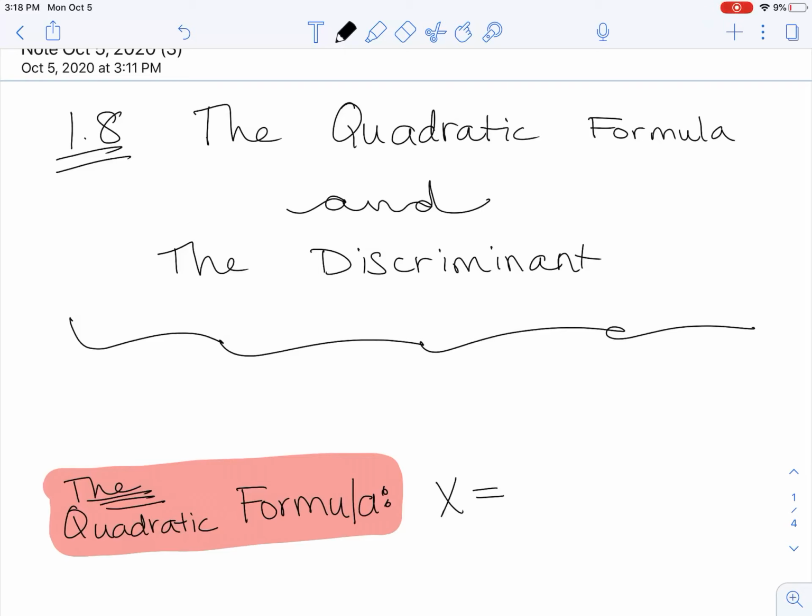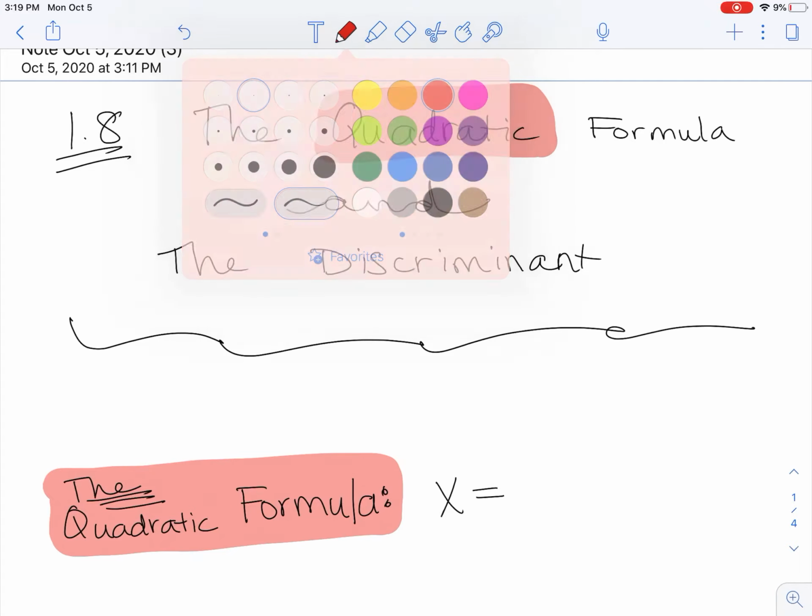Hey everybody, we're back and today we're talking about the quadratic formula and the discriminant. And I am so excited to show you this because the quadratic formula is not once in a while this will work or sometimes it works. The quadratic formula works every single time, no matter what, for any quadratic equation, okay? So here's what you need to know about it.